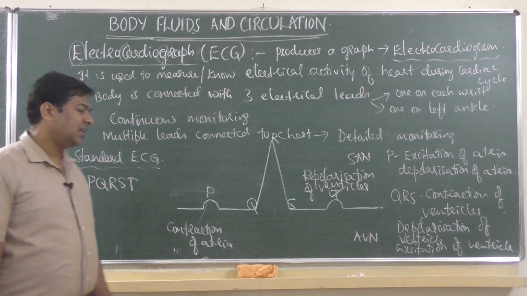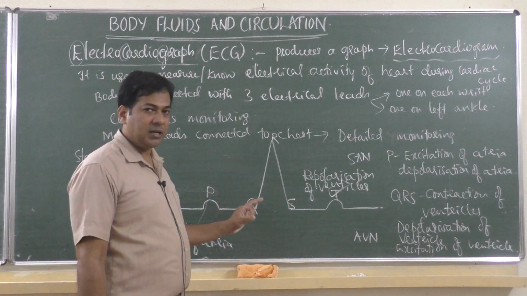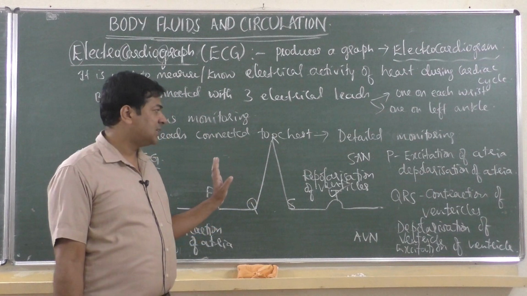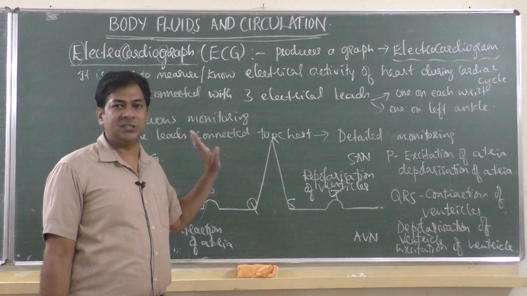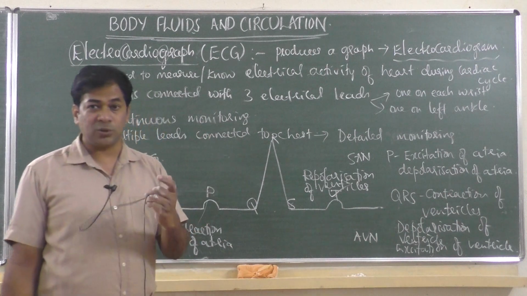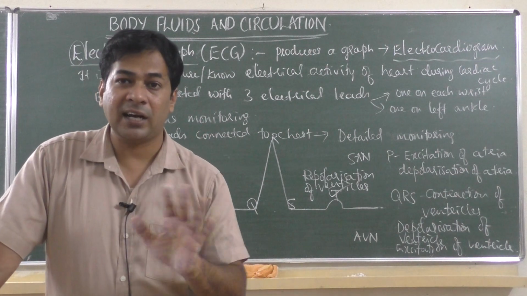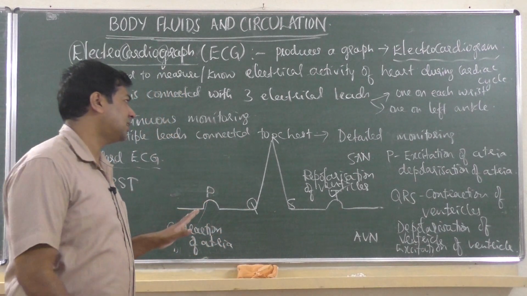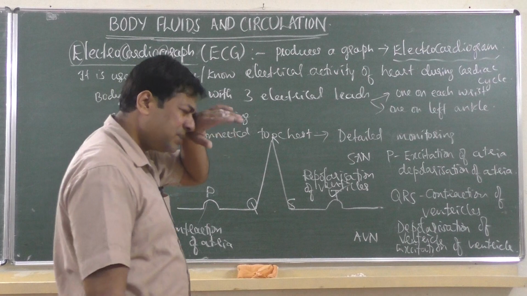If any mismatching happens with this graph, or any person's ECG graph doesn't match with this, it shows that the person's cardiac activity is not normal, it is abnormal. He has a problem. That is what we call irregular heartbeat.